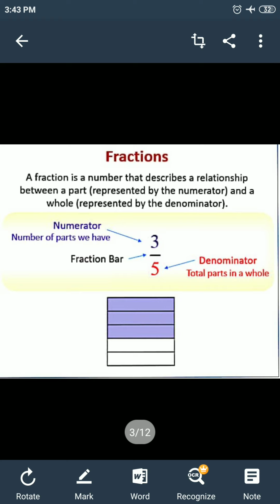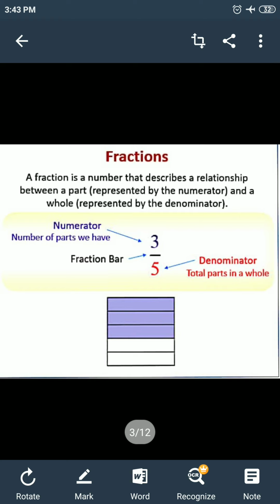First of all, what is a fraction? A fraction is a number that describes a relationship between a part and a whole. The meaning of whole is the part which we are taking, a whole part. For example, here the whole part is a rectangle and we divide the rectangle into 5 equal parts.